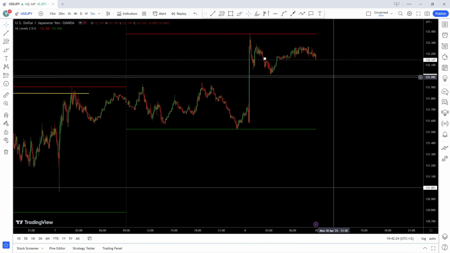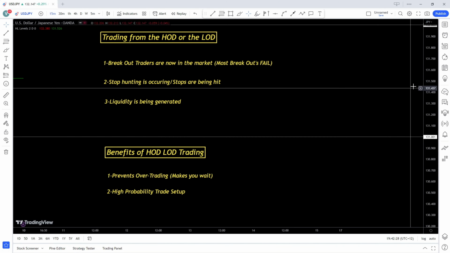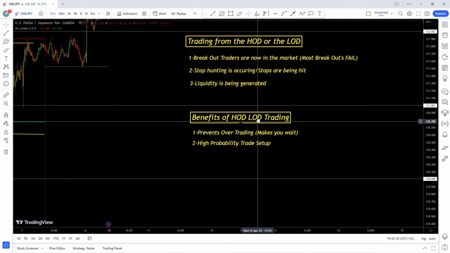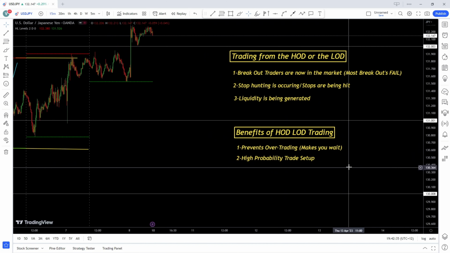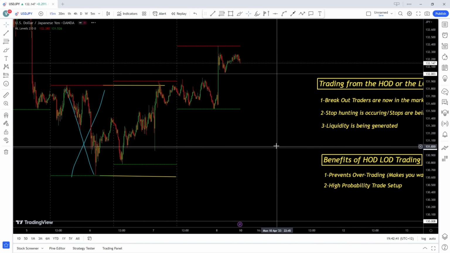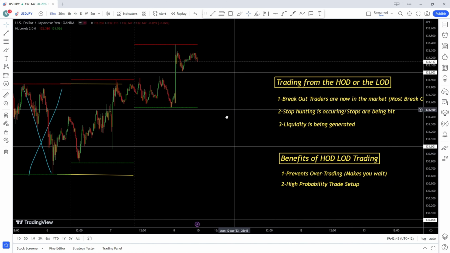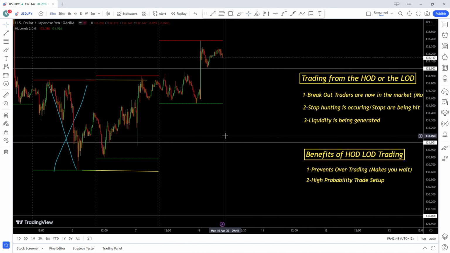It's a simple strategy. What is the benefit of this strategy, guys? Why do I like this strategy so much? If we look at the benefits, it prevents overtrading, so it makes you wait, it makes you sit on your hands for setups, and it also offers you a high probability trade setup. That's basically the benefits of this. And it gives you a really high probability trade setup, as I said.